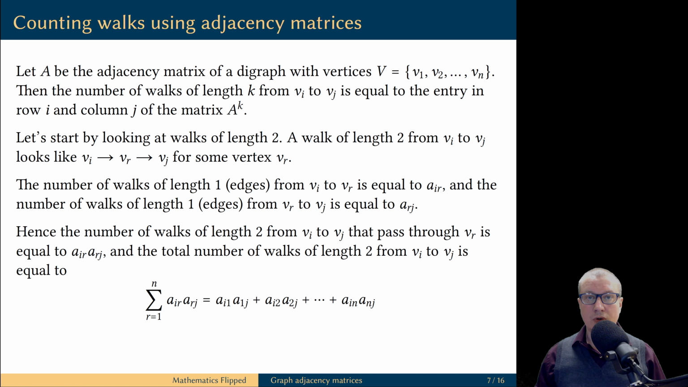But this counts only walks of length 2 that pass through the fixed vertex Vr, and this vertex Vr could potentially be any vertex in the graph. Therefore, to count all possible walks of length 2 from Vi to Vj, we add up all the possible walks of length 2 over all the possible intermediate vertices Vr, and there are n such vertices.